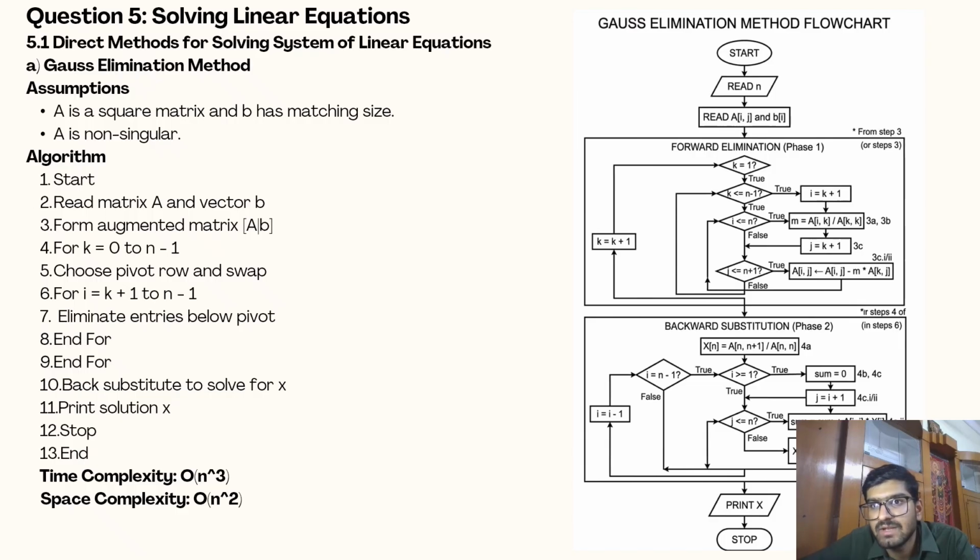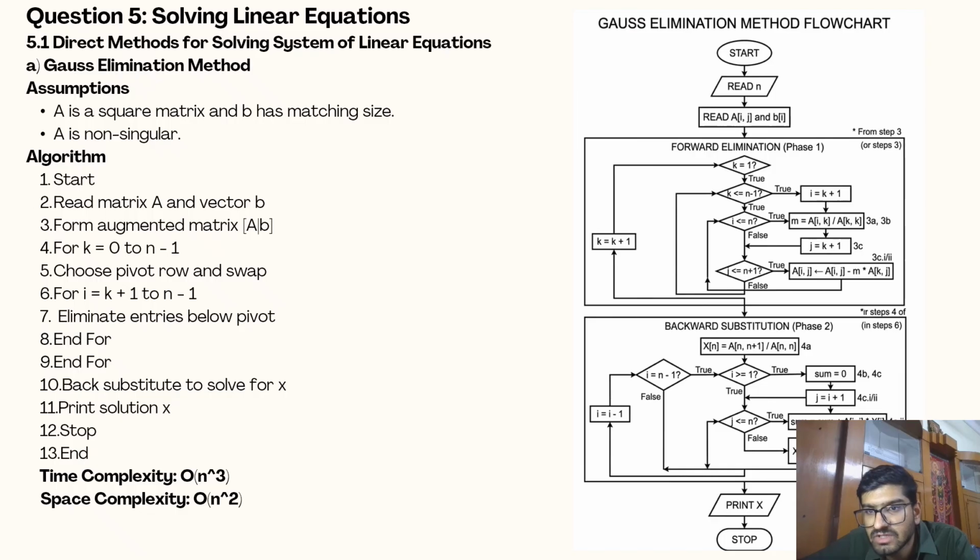Now in the Gaussian elimination method, the flowchart represents how the forward elimination works. Here the loop starts from n and then checks whether k is less than n minus 1. If k is less than n minus 1, then i equals k plus 1 to n, then m is equal to a of i comma k divided by a of k comma k. Then it checks whether j equals k plus 1.